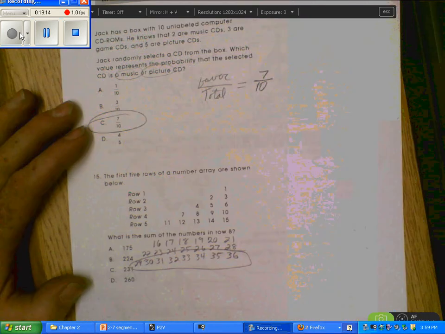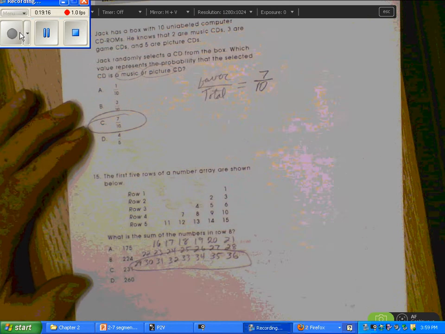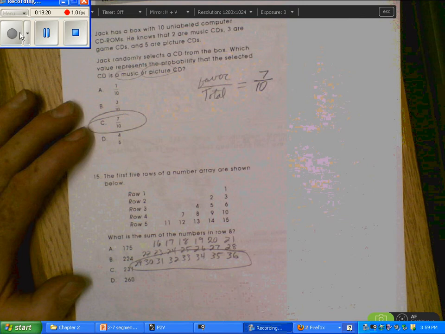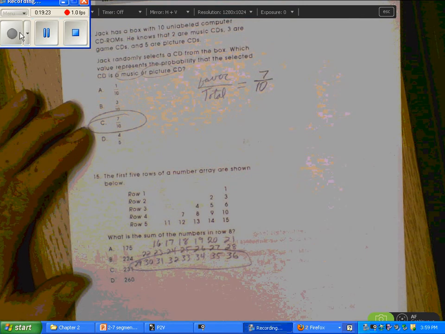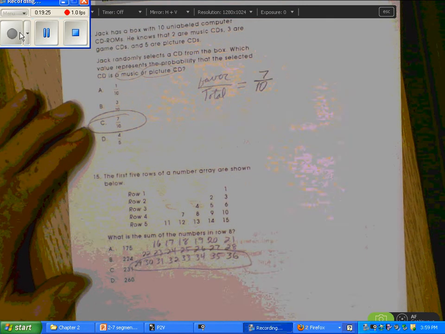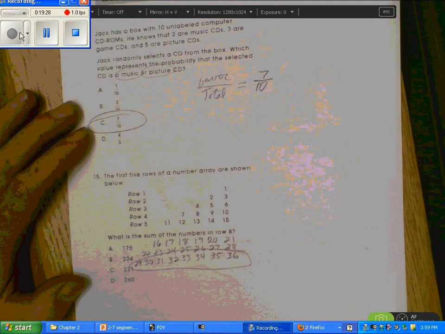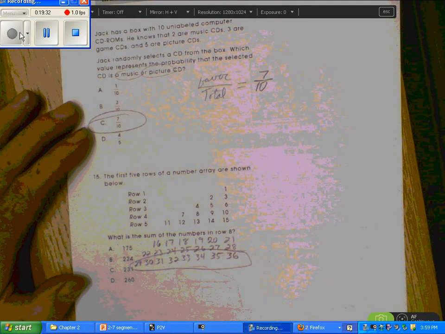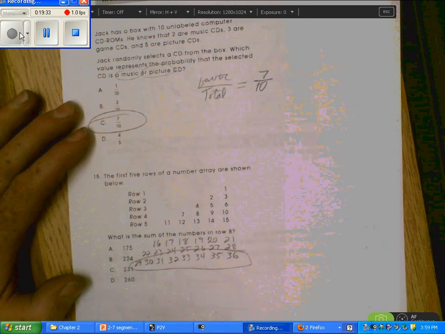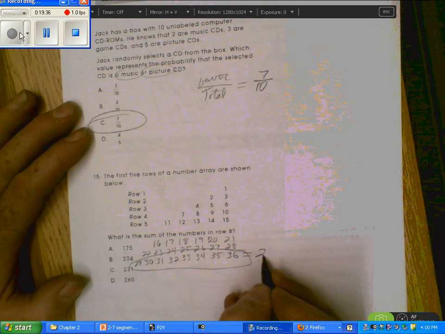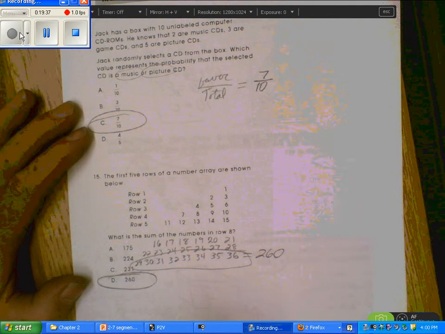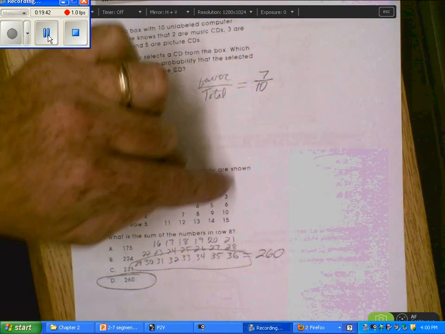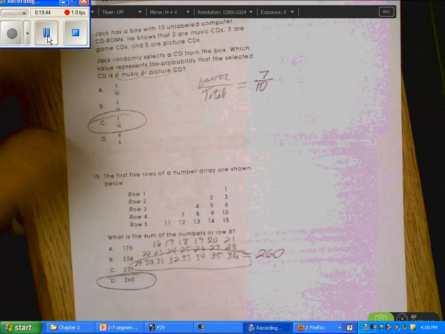So it's just 29 plus 30 plus 31 plus 32 plus 33 plus 34 plus 35 plus 36 comes out to equal 260. Now there's many other ways you could have done that. You could have just figured out a pattern and found the total that way. It might have been easier.